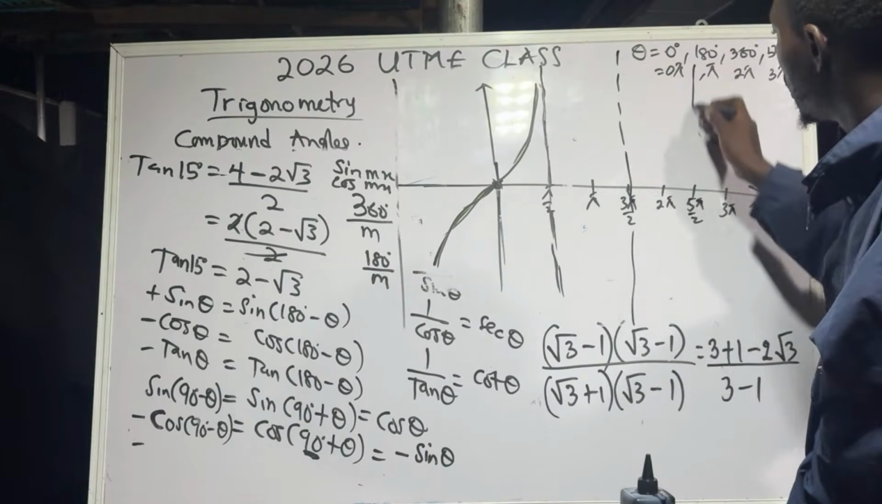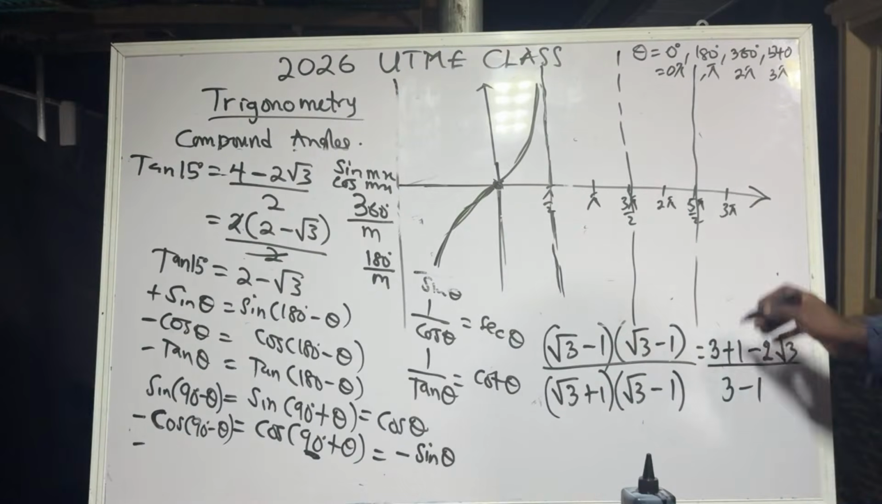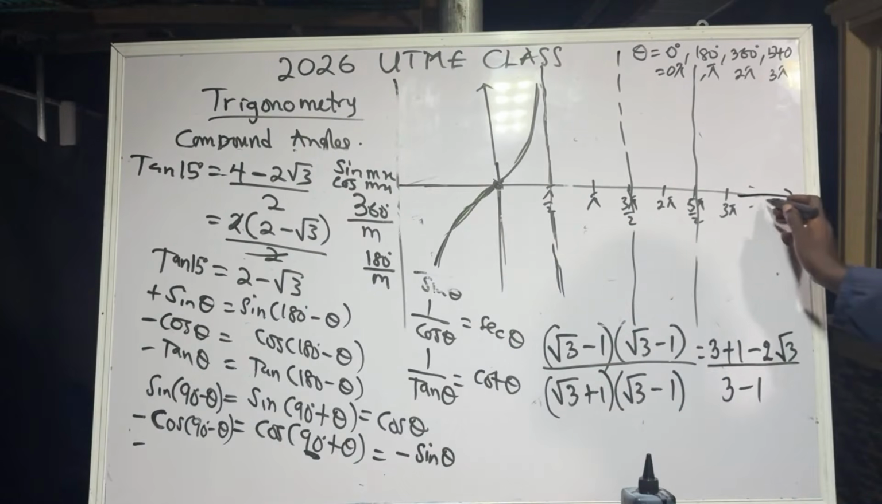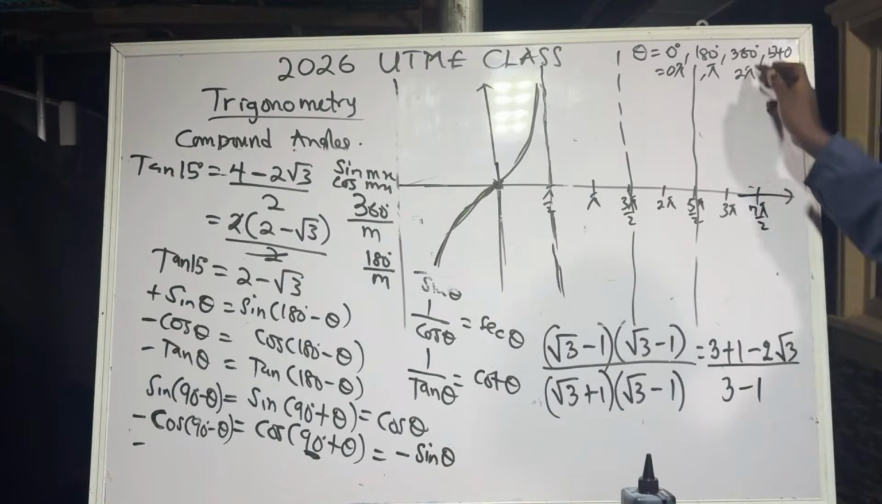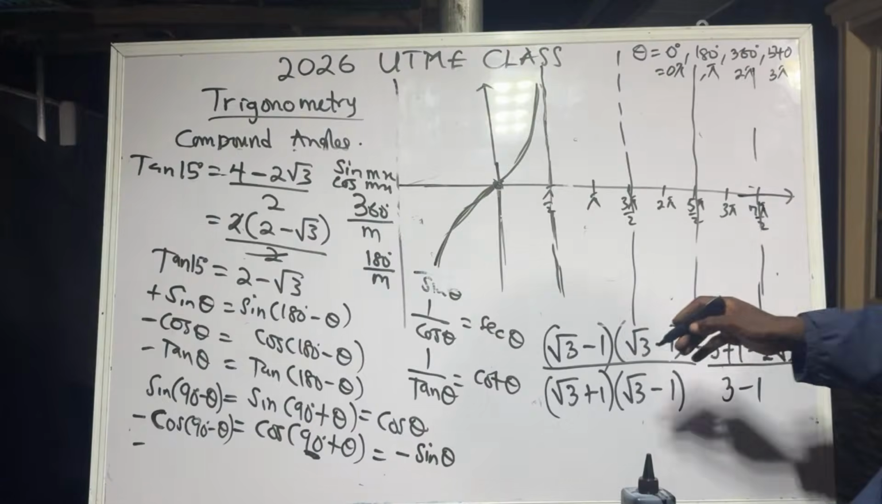This one and this one. And we already know that. Okay, the next one, let me put it here. This one will be 7 pi over 2. It is also asymptotic here. So we know that it will what?